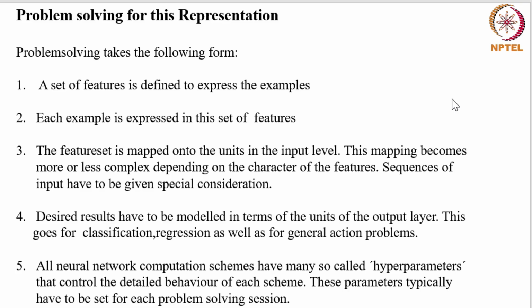In the same way, we also have to make the same kind of modeling for the output layer, because of course the output layer is where we want to harvest our results. So the output from the output layer has to be decoded back into the original feature representations. And all the above goes for any kind of problem solving. It doesn't matter whether we try to do a classification, we have a regression task, or the network is supposed to generate output actions in some system.